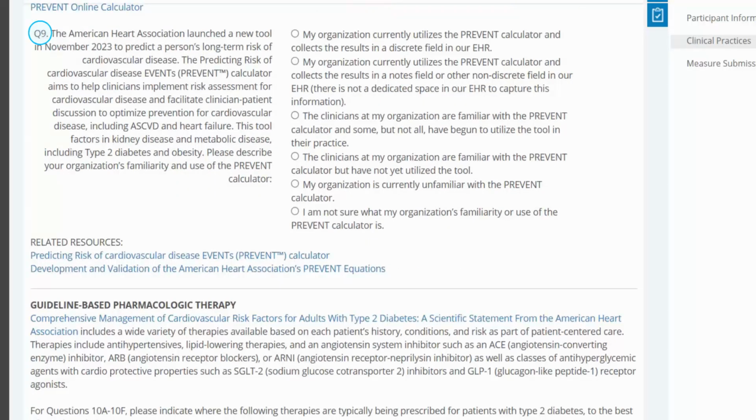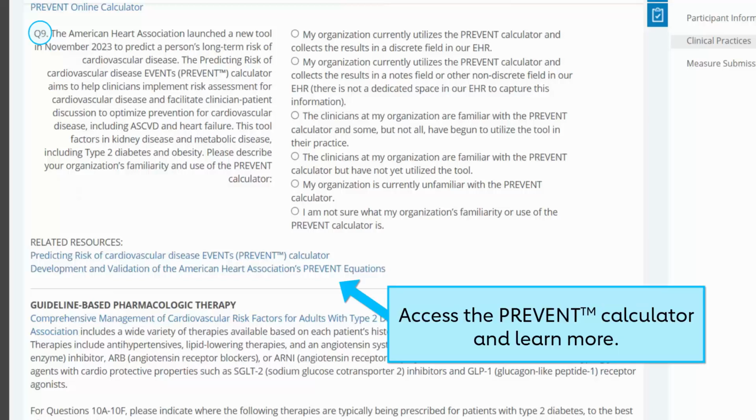Question 9 is a new question in 2025. The American Heart Association launched a new tool in November of 2023 to predict a person's long-term risk of cardiovascular disease. The Predicting Risk of Cardiovascular Disease Events, or PREVENT calculator, aims to help clinicians implement risk assessment for cardiovascular disease and facilitate clinician-patient discussion to optimize prevention for cardiovascular disease, including ASCVD and heart failure.